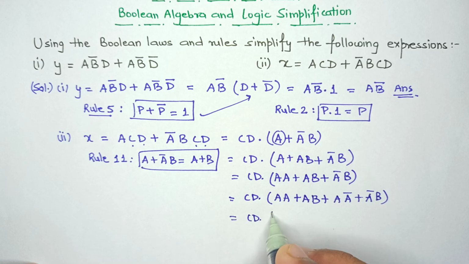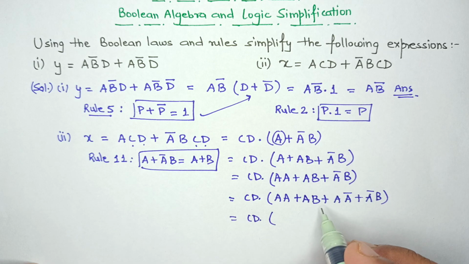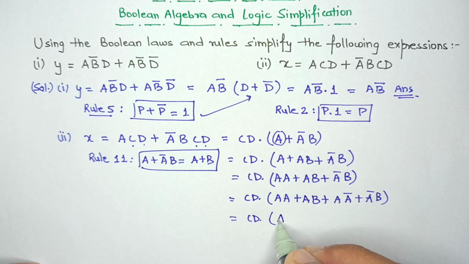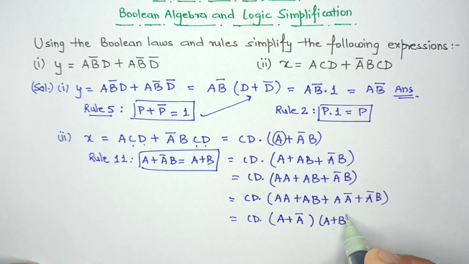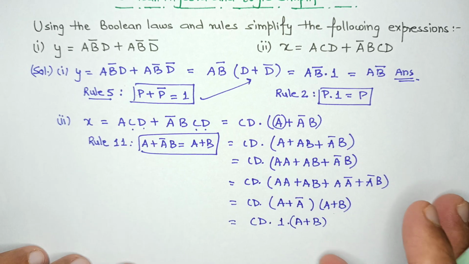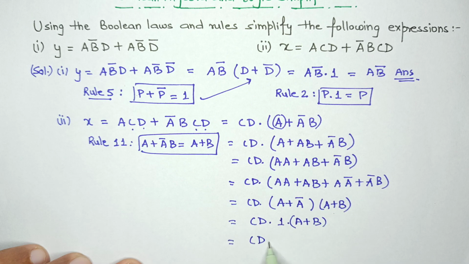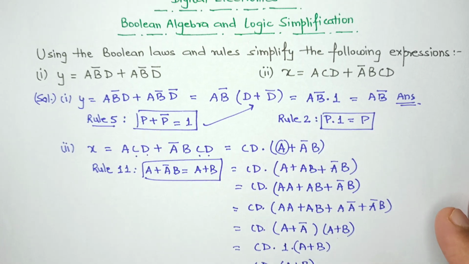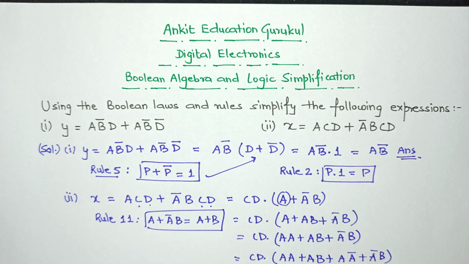This would be equal to CD multiplied by... Now if you notice, we can use the concept of factoring or the distributive law. Right here we have (A + A') multiplied by (A + B), and the value of A + A' is technically 1. So this is CD multiplied by 1 multiplied by (A + B) inside the bracket, and finally we have CD(A + B). So this, my friend, is the final answer for this particular problem.